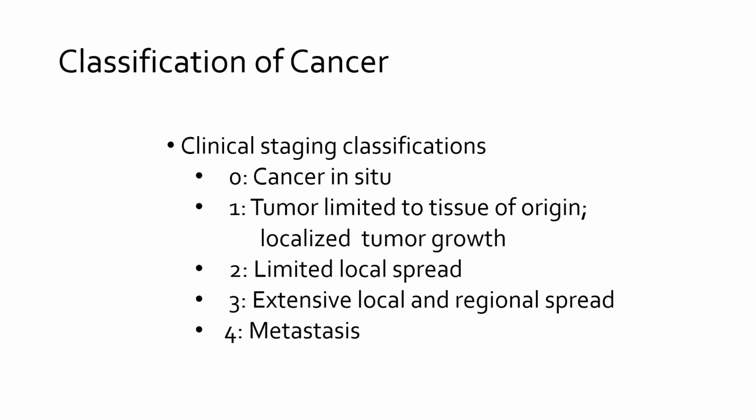So, clinical stages. A stage of 0 means that the cancer is in situ, and that means there is no cancer. There are only abnormal cells with the potential to become cancer. In situ means in place. Stage 1, the tumor is limited to tissue of origin, very localized. Cancer is small, only 1 inch in area, and this is what you would call, quote unquote, early stage cancer.